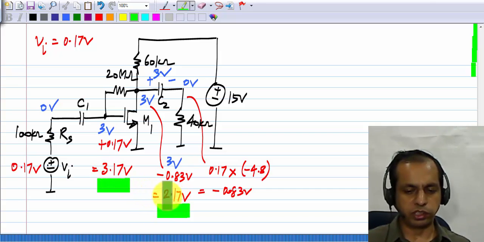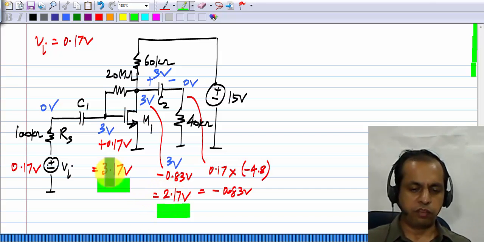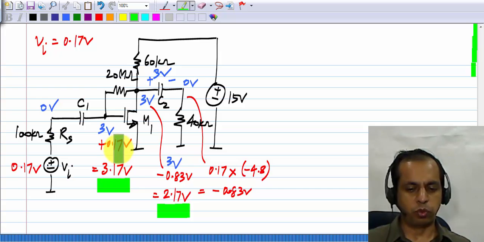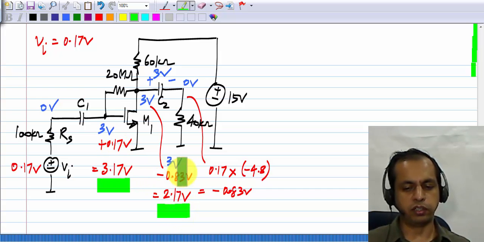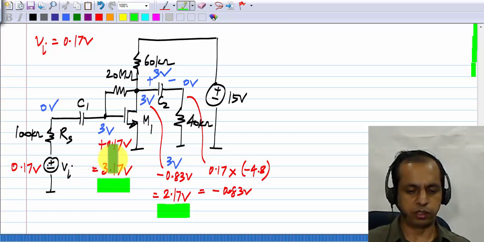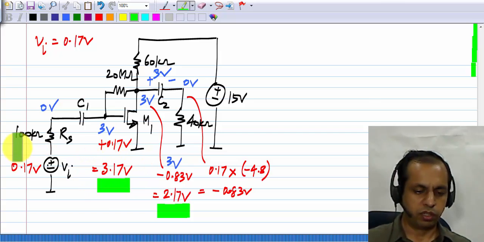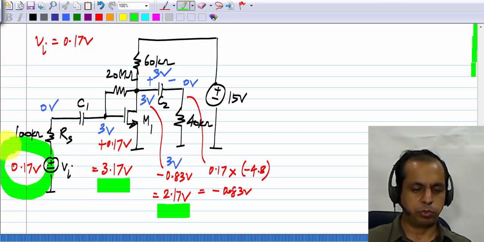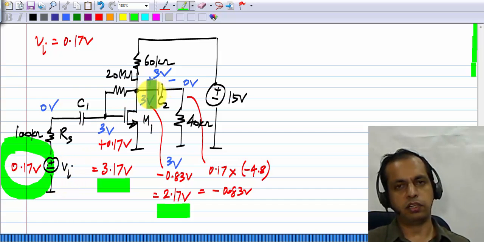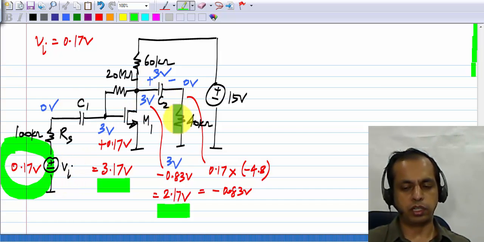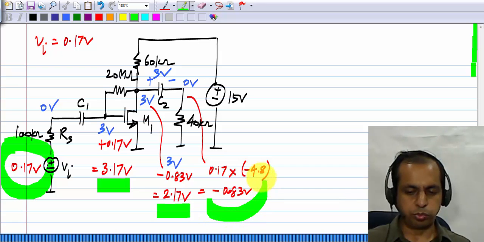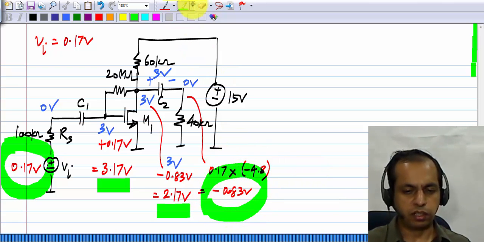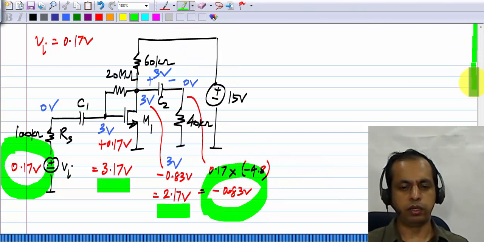So clearly now this is at the edge of triode region. Any further increase in the input voltage, this will go down further and it will enter the triode region. So this is the limit. At the input, when the input is plus 0.17, it will reach the triode region. If you want it in terms of the output, when the output is minus 0.83 volts, it would have entered the triode region.